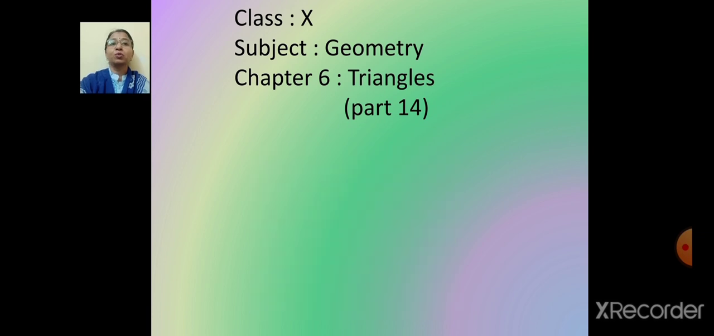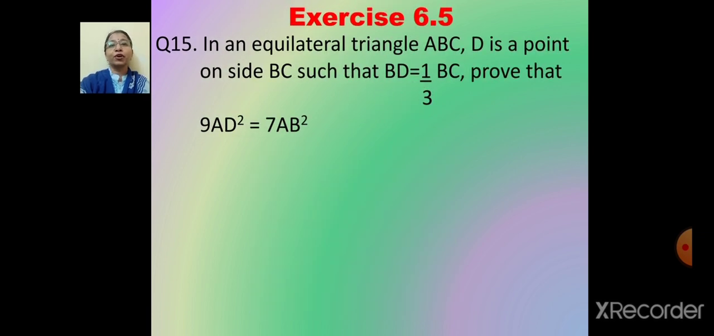So let us begin with exercise 6.5, question number 15. In an equilateral triangle ABC, D is a point on side BC such that BD is equal to 1/3 of BC. So prove that 9 times AD square is equal to 7 times AB square.